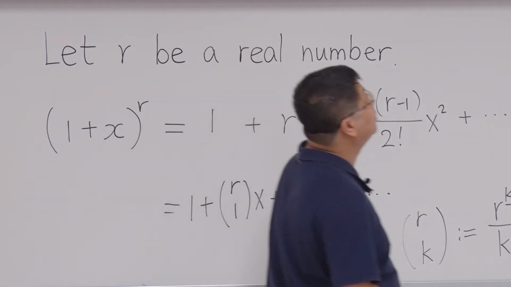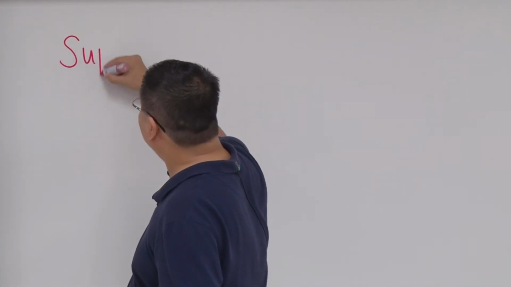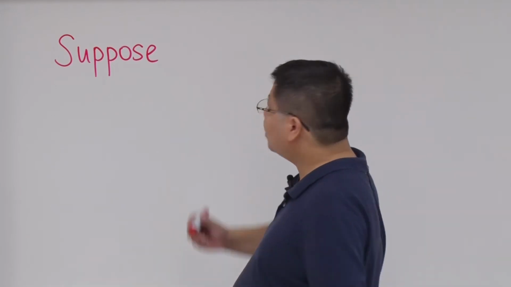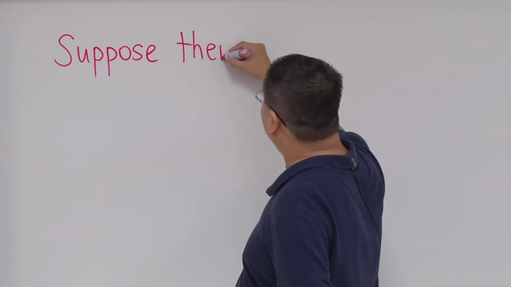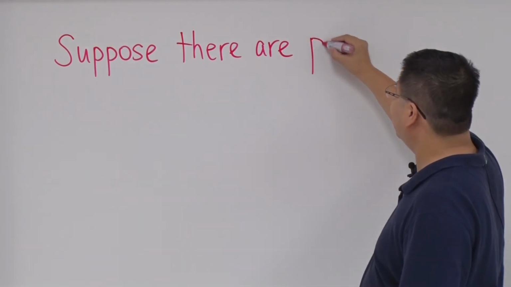Okay, so next, let's start to use the generating function to solve counting problems. So we have this example. Suppose there are P types of objects.